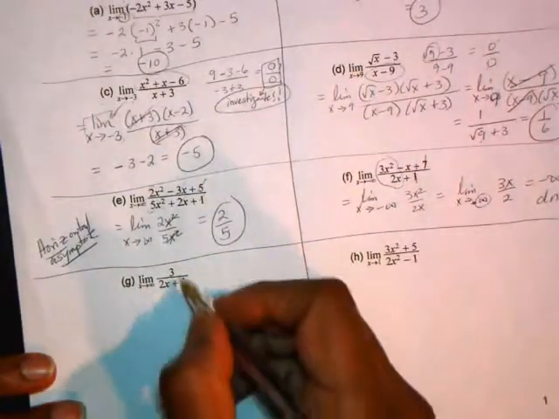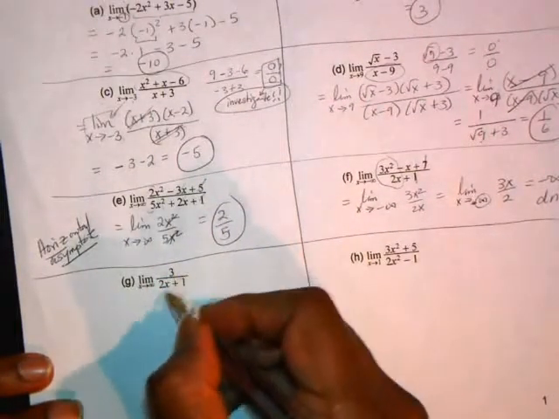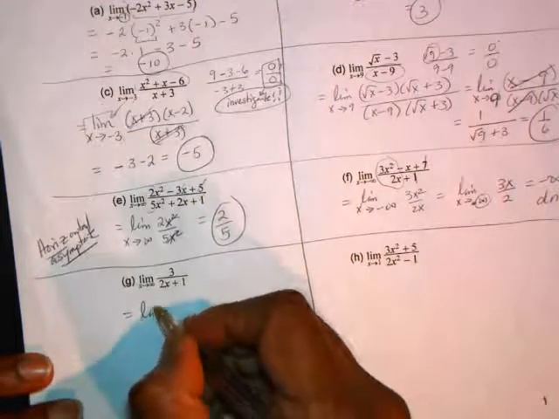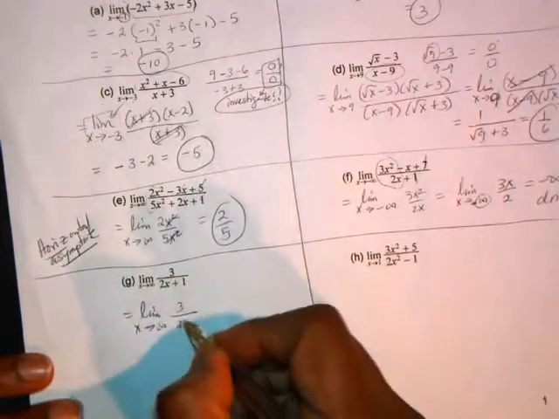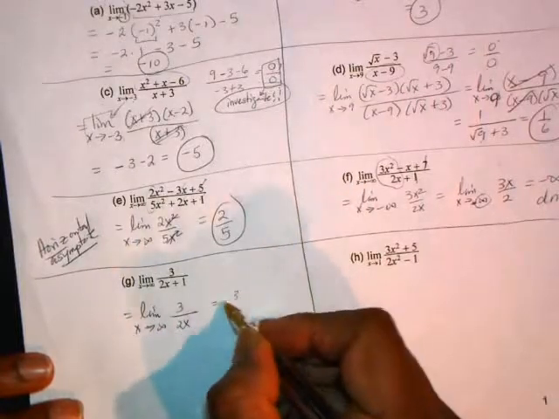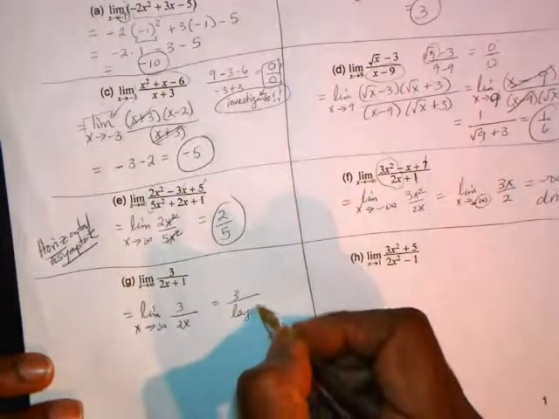Okay, one more. The degree here is smaller on top, larger on bottom. Once again, look at only the leading terms, keep the 3, drop that, just look at 2x. So it's basically 3 over a large number, goes to 0.